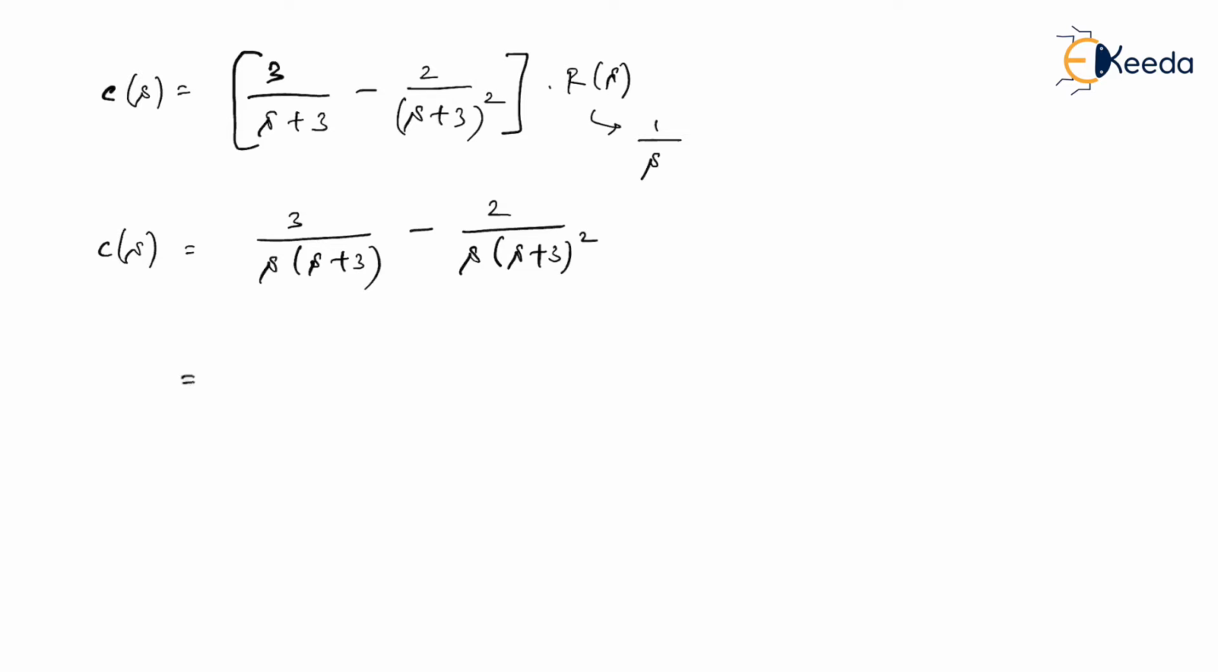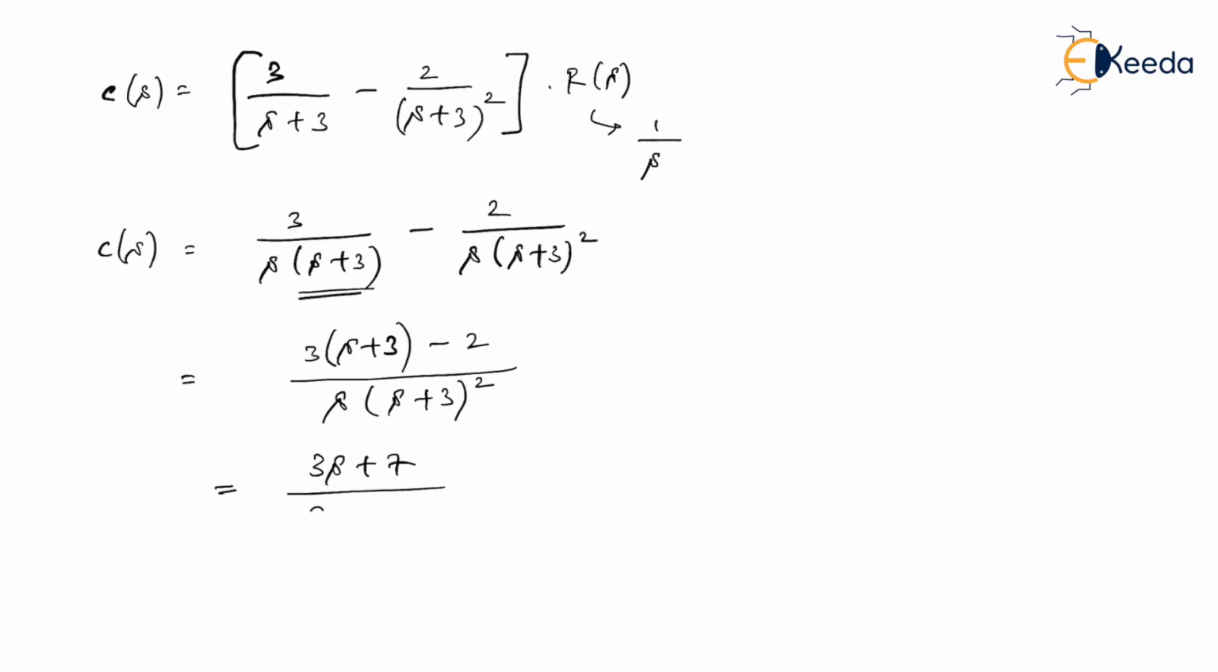So now this is equal to, if you take the LCM, it will be s into (s plus 3) square. Am I right? So for the first denominator, (s plus 3) is missing, so I'll take 3 into (s plus 3) minus 2. Just solve it, you'll get (3s plus 7) whole divided by s into (s plus 3) square. This is nothing but your C(s). Am I right? So can you tell me what is C(s)?